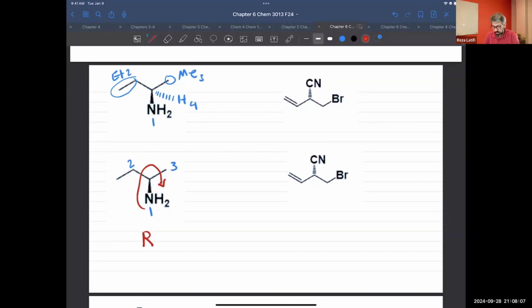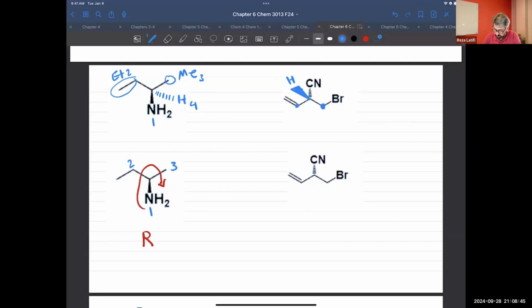Okay, next example. The CN is at the back of the molecule. It means we have a hydrogen that is pointing to us, and you have to include this one in your calculation. Let's assign the priorities. We have a carbon attached to bromine. Next we have a carbon attached to nitrogen, and that one is a carbon with a triple bond.